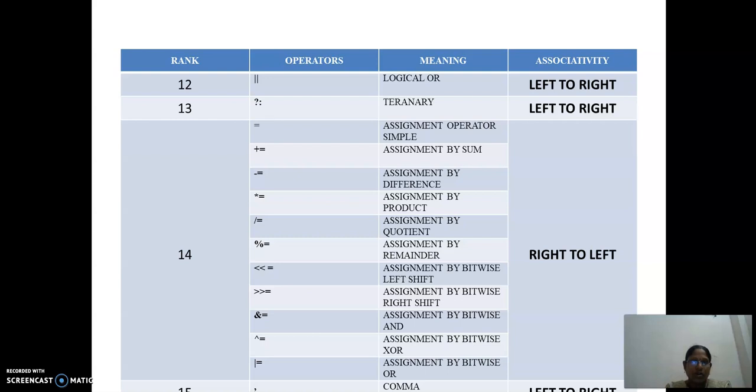The 14th one is all your assignment operators: equal to, plus equal to, minus equal to, and all those combinations. That is from right to left. Assignment operators will always be from right to left. And the last one is your comma operator, left to right. The least priority operator is your comma operator.